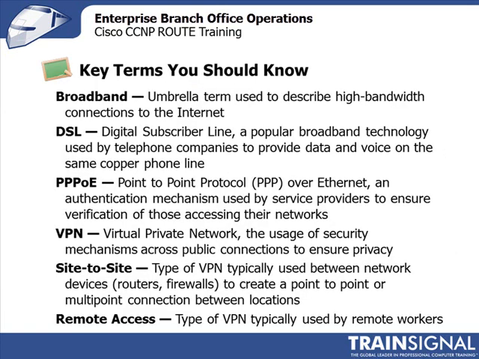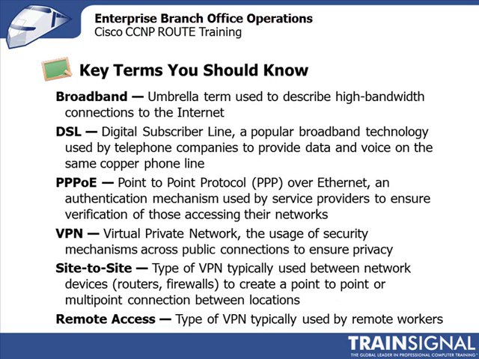So some terms to know. Broadband is obviously this umbrella term used to describe high bandwidth connections to the internet. DSL is digital subscriber line. This is a very popular broadband technology, typically given out by phone companies to provide data and voice on the same copper phone line. There is something called a dry DSL line where you do not have to actually have voice service from the phone company to get. PPPoE is the point-to-point protocol over Ethernet. This is an authentication mechanism used by service providers to ensure verifications of those accessing their networks. Otherwise, anybody that had physical access to your phone line would be able to, in fact, have access to your internet. VPN is virtual private network.